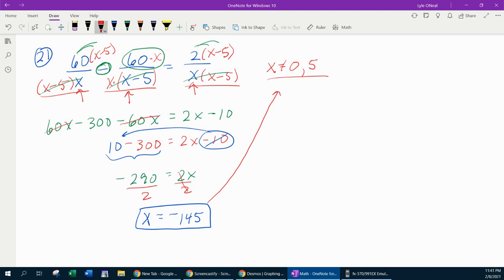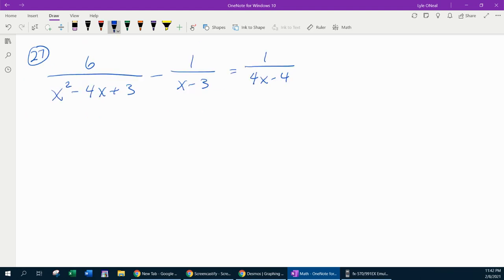And again, if you want to make sure that it's absolutely the correct answer, you would need to plug it back in and check. But I'm not going to do that. I'll leave that as an exercise for you if you want to plug it back in and check it.